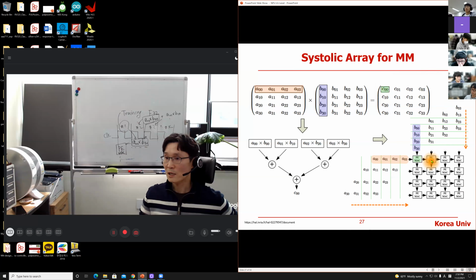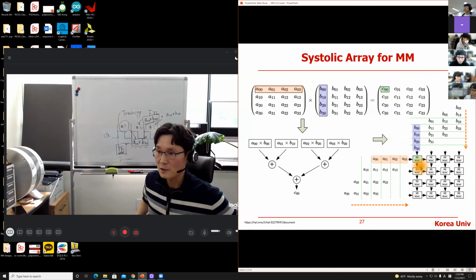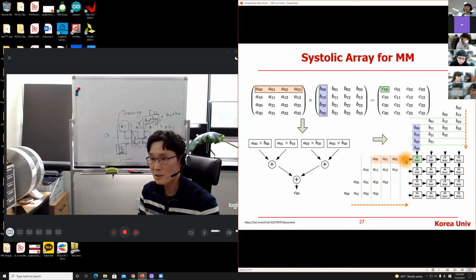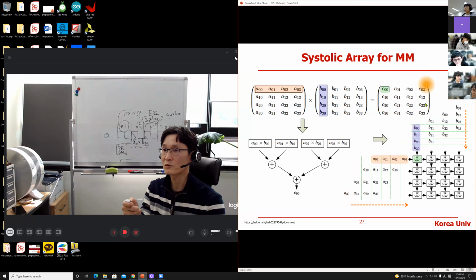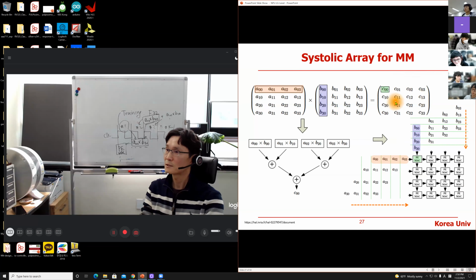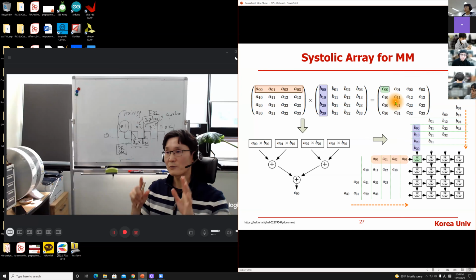Okay, and the second PE is responsible for this C01 and so on. So if you keep doing that operation, it takes 1, 2, 3, 4, 5, 6, 7 clock cycles to compute all 16 outputs, right? Think about that.